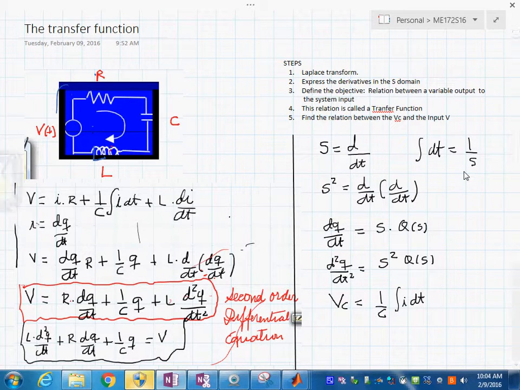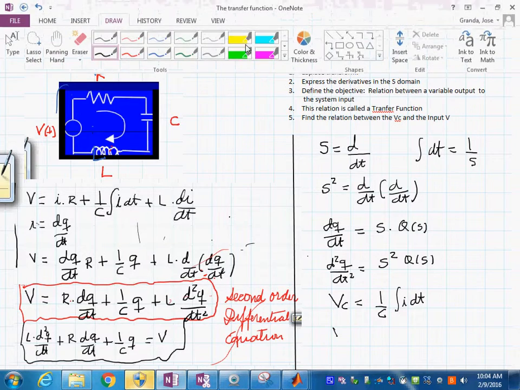Okay, so let's start with the first one. Maybe let's change some color to make it a little easier to read. V of C in the S domain is 1 over C times 1 over S times Q of S.